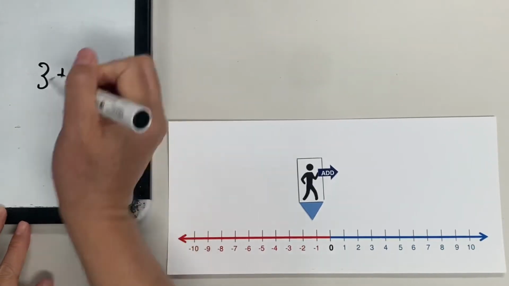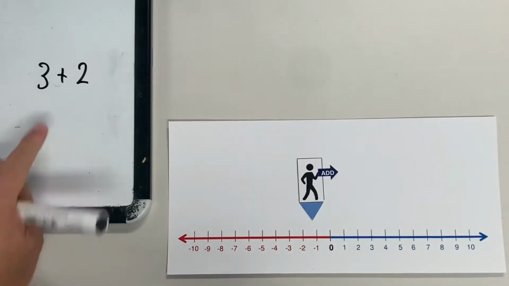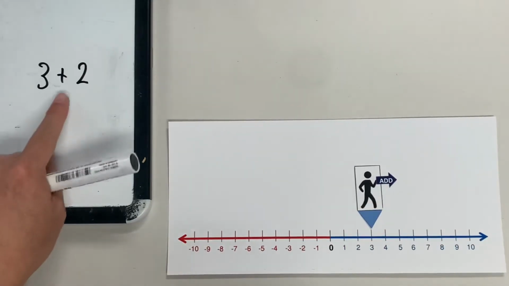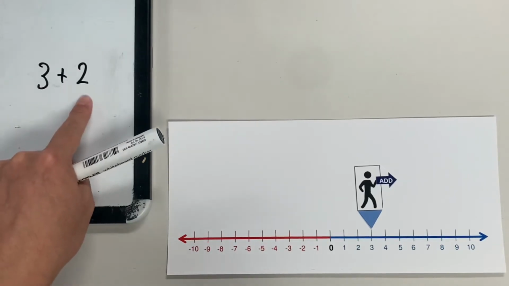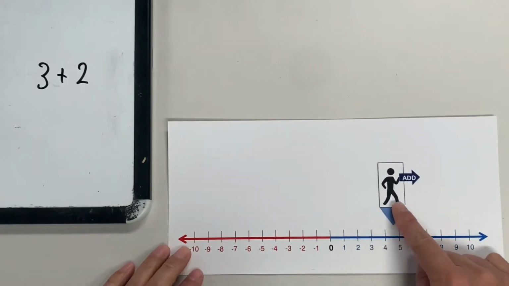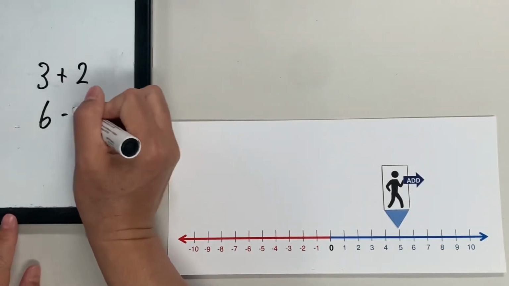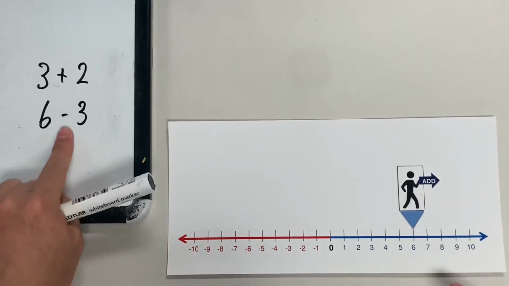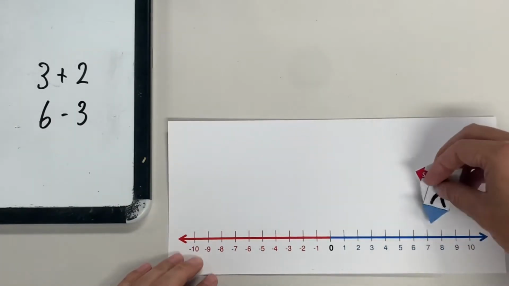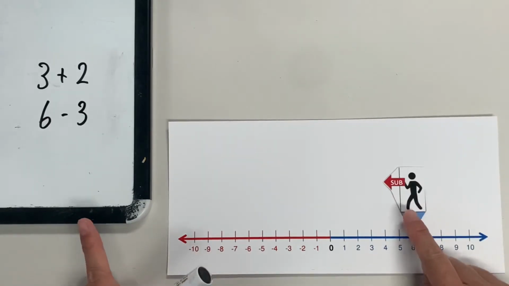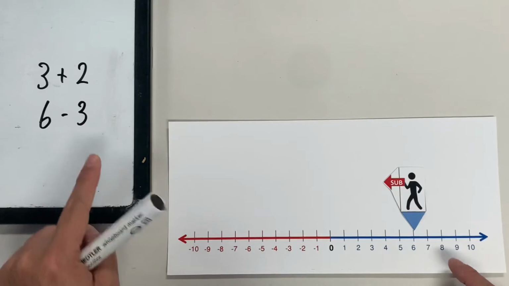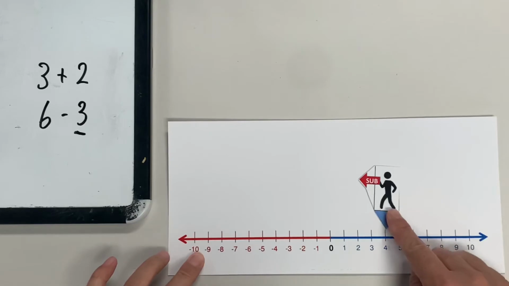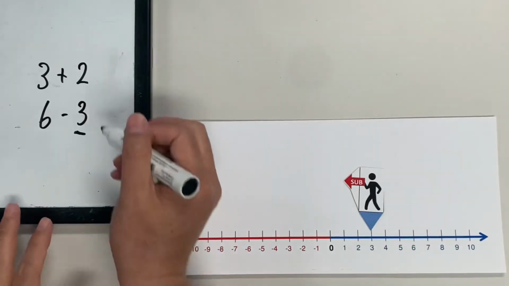3 plus 2. We start from number 3. Are we adding? Yes, we're adding. So we move 2 forward. 6 take away 3. We start from 6. Are we adding or subtracting? We're subtracting. So we face this way. And the number we're subtracting is a positive number. So we go 1, 2, 3. Answer is 3.